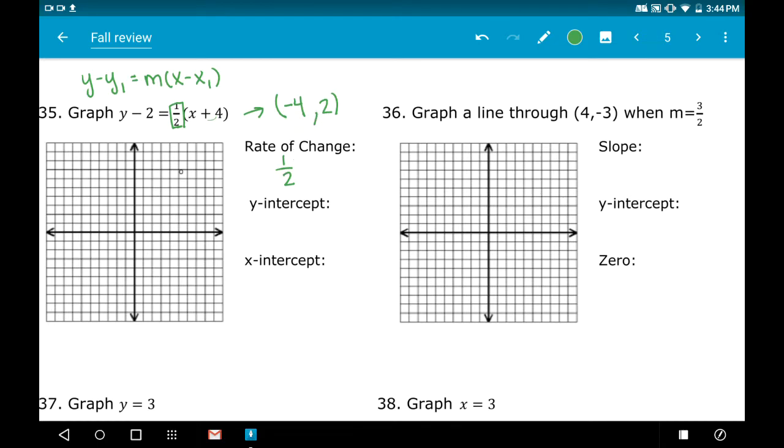So first let's graph this point, so negative 4, positive 2 for our y, so I put a point. Then my rate of change, or slope, is 1/2, so I go up 1, right 2. Or we go down 1, left 2. And once you have that, draw your line.